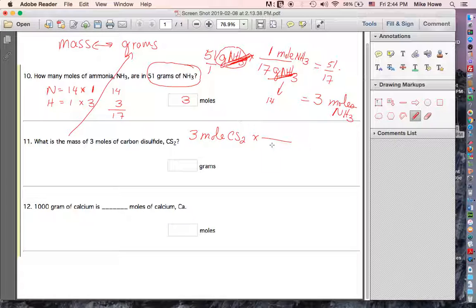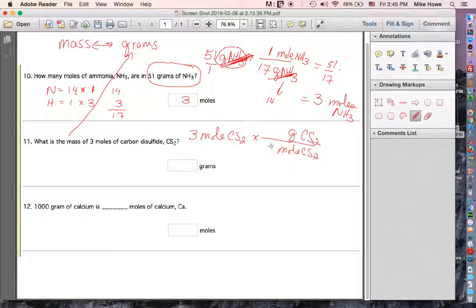We know that whatever unit is here, we need to put on the bottom. So we're going to put moles of CS2 down at the bottom. Did you notice I didn't put any number in there yet? On the top, I'm going to put grams of CS2 because we're looking for mass. Did you notice that I still haven't put any numbers in? So first, you want to put the units in.